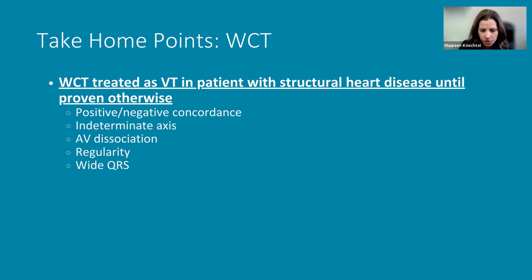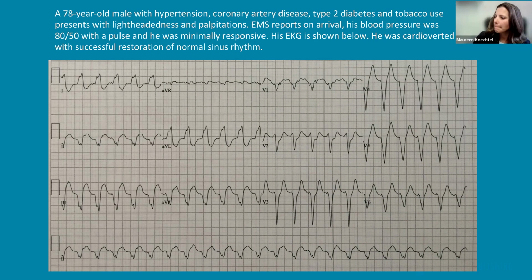So let's go back to our tracing in the big picture here. Okay, positive, negative concordance. Let's see if we got it. QRS, negative, negative, predominantly negative. This is a T wave, not a QRS. So QRS is negative, negative, negative, negative. Okay, so we have a great example of positive, negative concordance right there. It's regular. The QRSs are wide. So we're feeling really good about calling this VT.